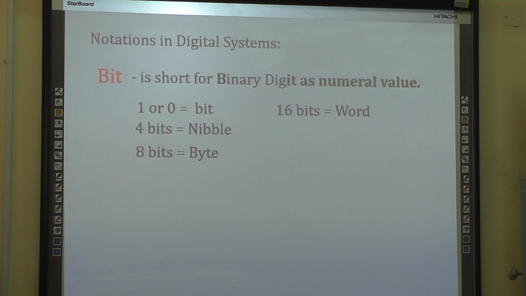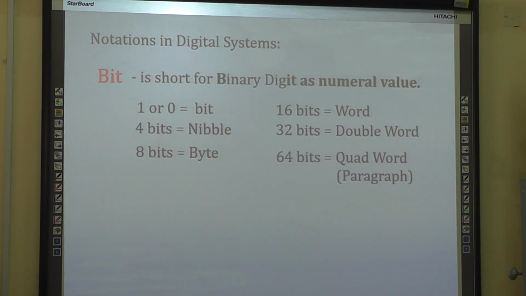If we have 16 bits, we call this one a word. So 16 bits or 2 bytes are equivalent to 1 word. If we have 32 bits, we call this one a double word. This 32 bits is composed of 4 bytes, equivalent to a double word. If we have 64 bits, we have the quad word or a paragraph.